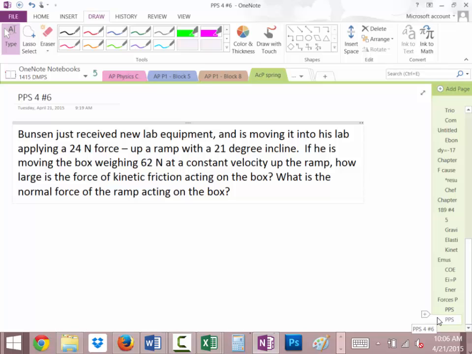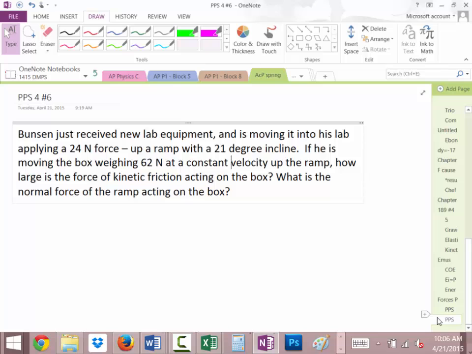All right, let's take a look. It says Bunsen just received new lab equipment, is moving into his lab, applying a force of 24 newtons up a ramp with a 21-degree incline. He's moving a box that weighs 62 newtons at a constant velocity. How large is the kinetic friction force acting on the box? What is the normal force?